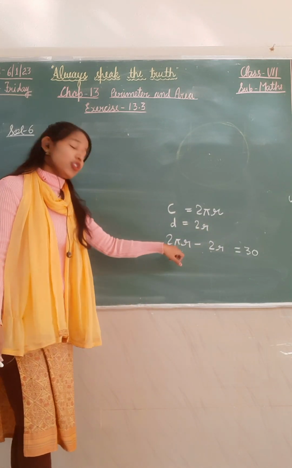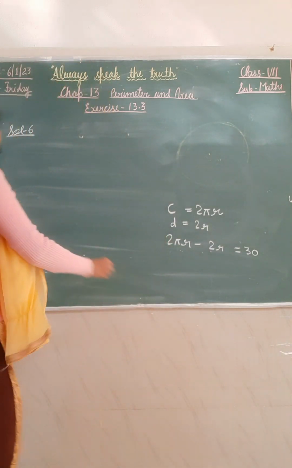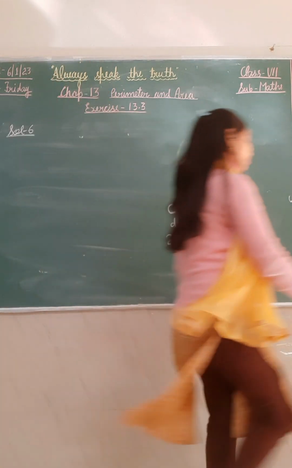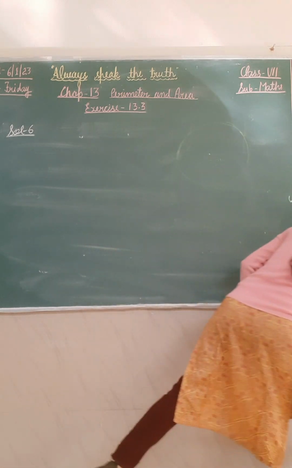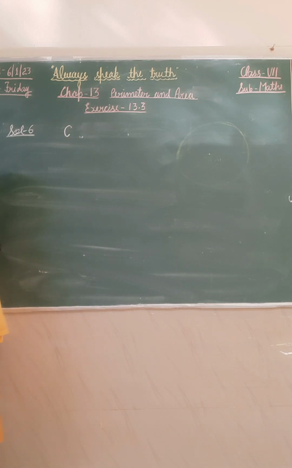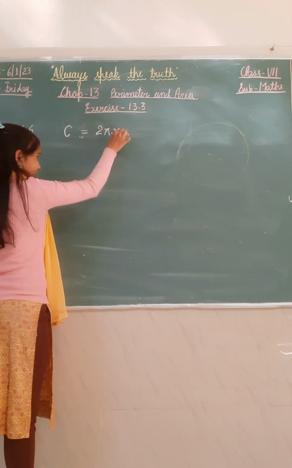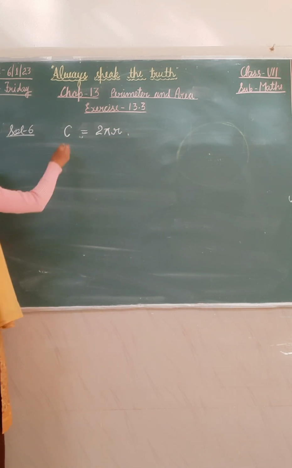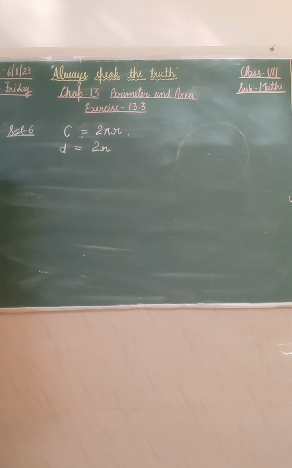Okay? So from here we will find out the radius. Everybody knows the value of pi. The value of pi is 22 by 7. So let's start the solution. Write down here that circumference, we will write C for circumference. Circumference is 2 pi r and the diameter is given, small d is 2r.